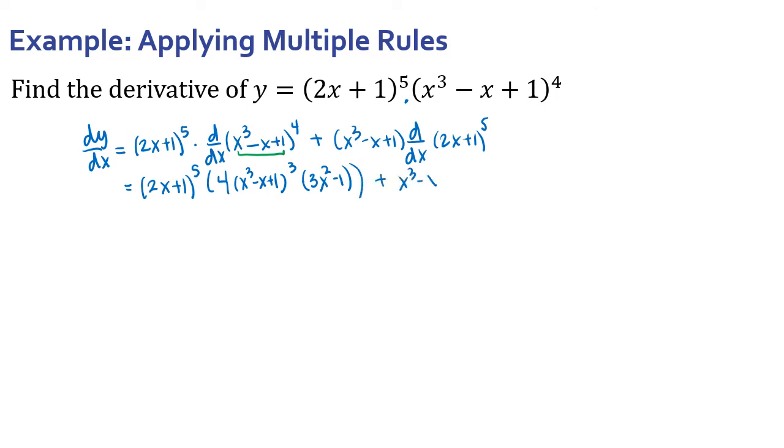plus x cubed minus x plus 1 times, okay, again, chain rule here. Inside function is this guy. So the outside is something to the 5th power. So something to the 5th power, that derivative is 5 times that something to the 4th power times the derivative of the inside, which is 2x. And then I'll leave it to you, if you want to go through and FOIL this or factor this out even more, but you can leave it for here right now.